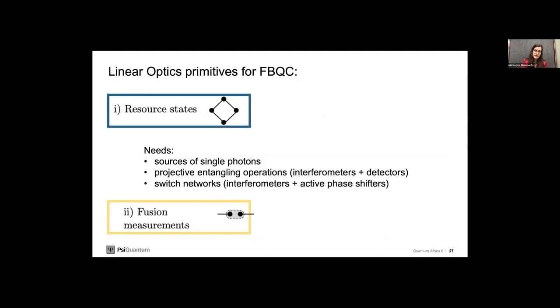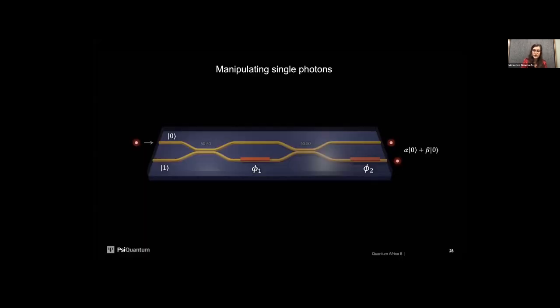Okay, so looking at the primitives that we have for fusion-based quantum computing, for resource states we need sources of single photons. We need projective entangling operations. This means interferometers and detectors, as well as the ability to do switch networks, which also means interferometers, but with active phase shifters that we can control. So the manipulation of single photons can be done very simply. For example, this shows a Mach-Zehnder interferometer that allows you to prepare any single qubit state.